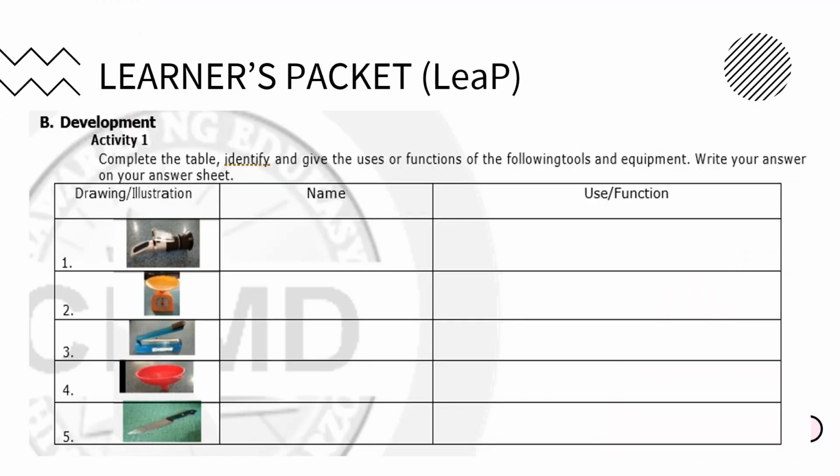So, let's start. For our learning phase B, which is the development, our activity 1 is complete the table. Identify and give the uses or functions of the following tools and equipment. Write your answer on your answer sheet. So, base dito, ilalagay nyo lang kung ano yung pangalan or ano yung tawag sa mga nandito. And then, on the next column, ano naman or paano naman ito gamitin or saan ito ginagamit.